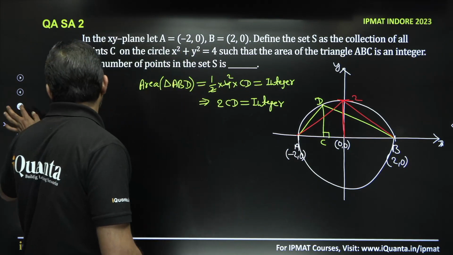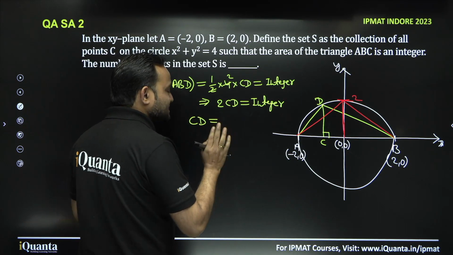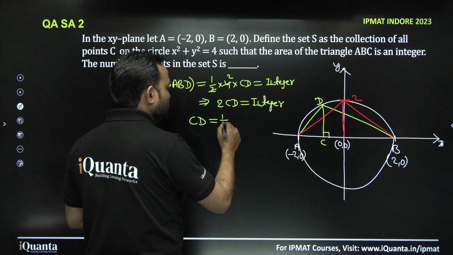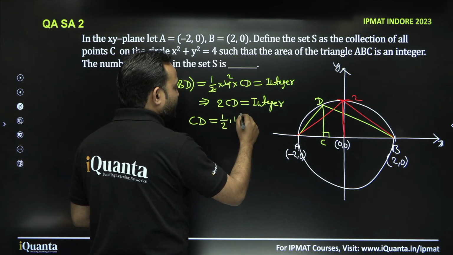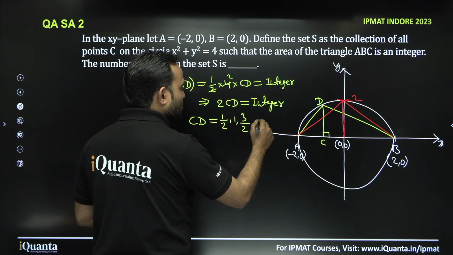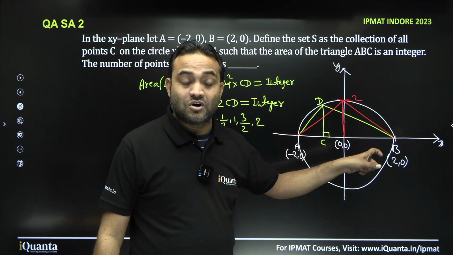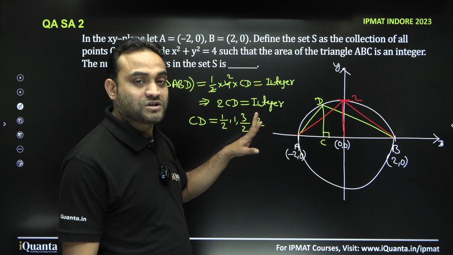Can we say that length of CD should be something, जैसे डिनोमिनेटर में अगर 2 भी है तो चलेगा, तो जो स्मॉलेस्ट वैल्यू होगी वो 1/2 होगी, फिर 1 भी ले सकते हैं, फिर 3/2 भी ले सकते हैं, और 2 ले सकते हैं. These are the 4 different lengths of CD possible, है ना? ये 4 डिफरेंट लेंथ पॉसिबल हैं.